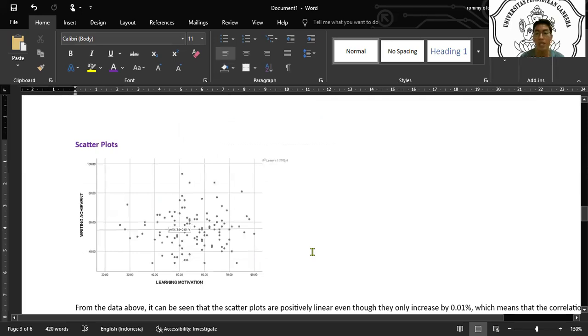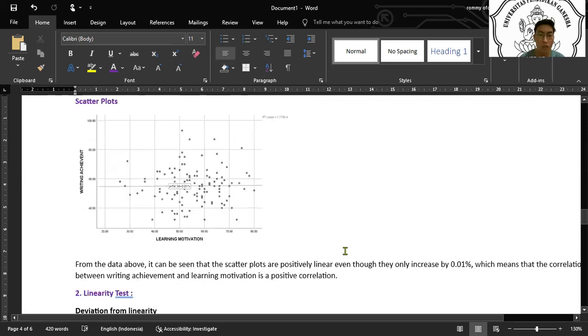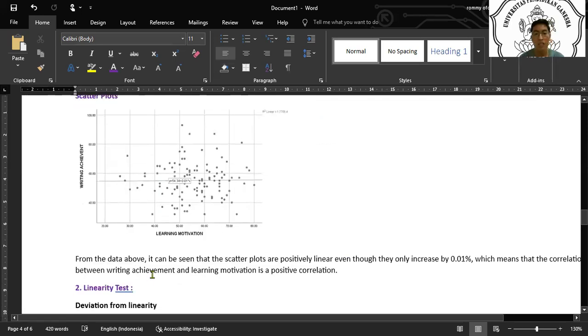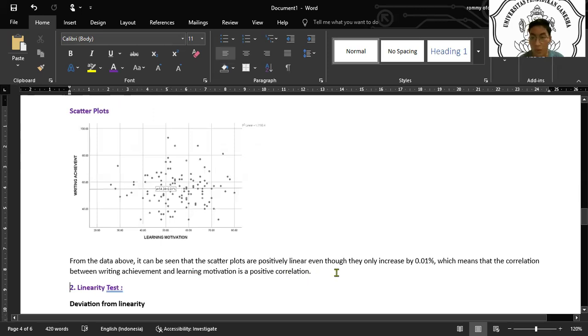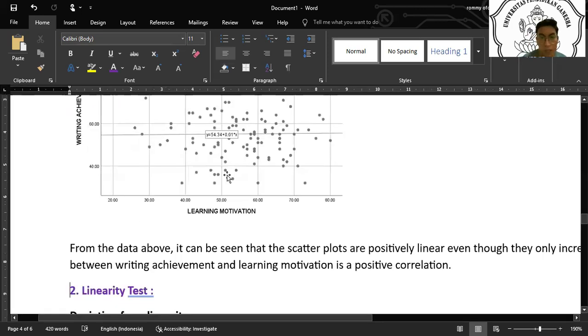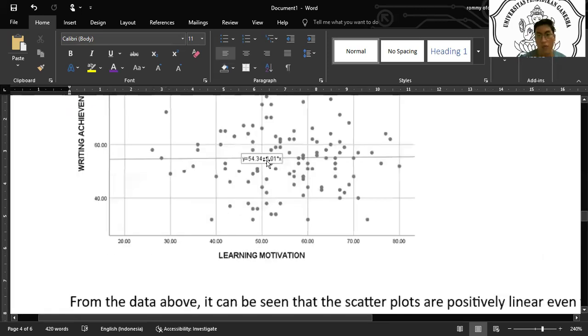Okay, next, the scatter plot. From the data above, it can be seen the scatter plots are positively linear, even though they only increase by 0.01%, which means that the correlation between writing achievement and learning motivation is a positive correlation. You can see that 0.01%.